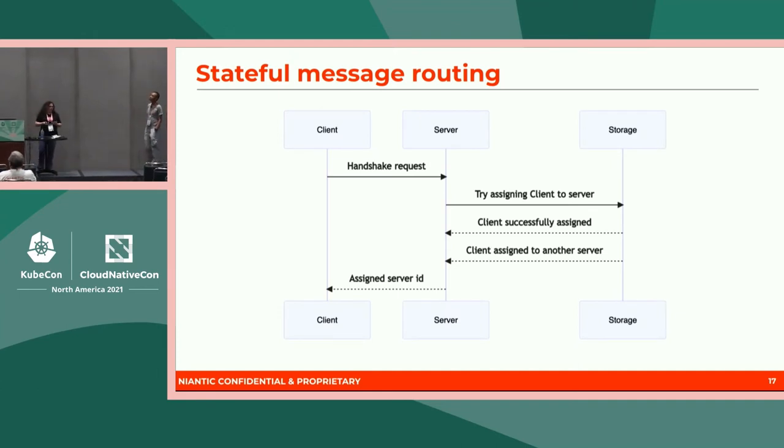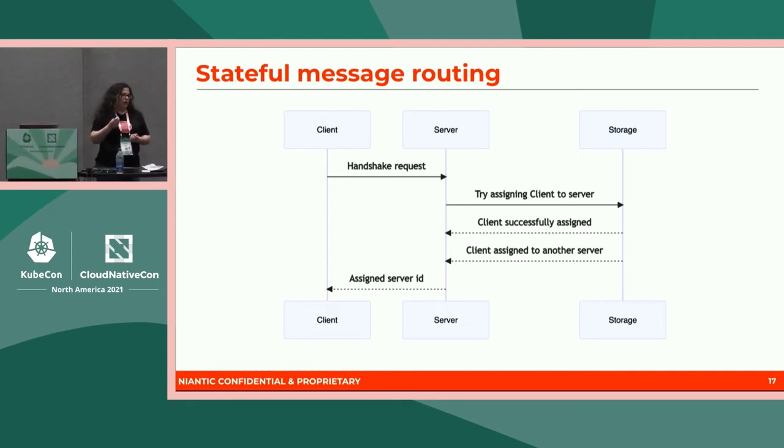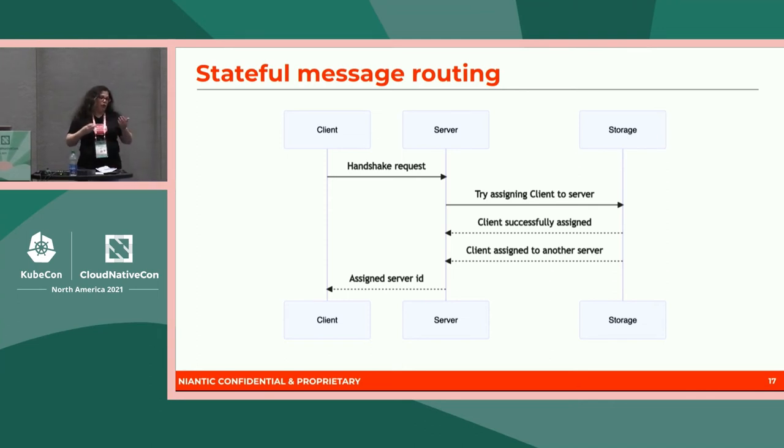When a client connects for the first time, it sends a handshake request. The server then goes into a storage where the state of the player is being stored, and it asks the storage to assign the player to itself. The storage then checks, is it possible? Is the player already assigned to a server? If it's assigned, then it will return the ID of the server it's already assigned to. And if not, it will say, yeah, sure, it's your client. At that point, the server will reply to the client and tell it the ID of the server that it needs to continue to talk with, either itself or the server that it was already assigned to. The case of when it was already assigned is, for example, a restart or a player going offline for a couple of minutes.